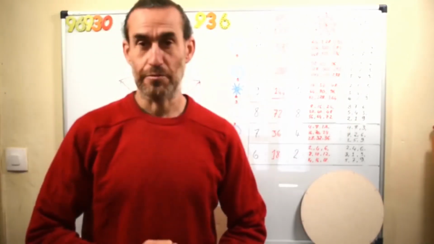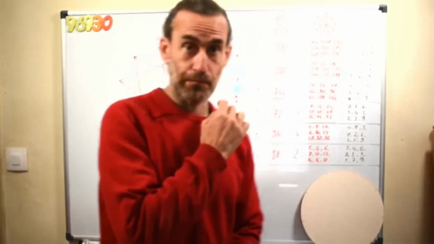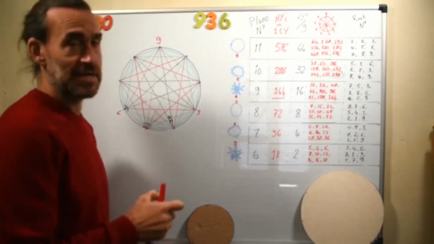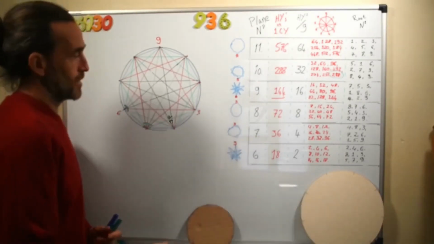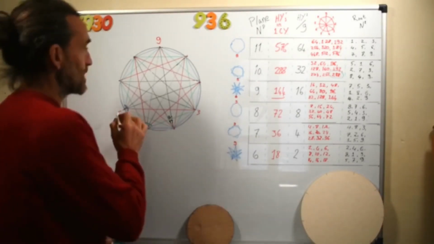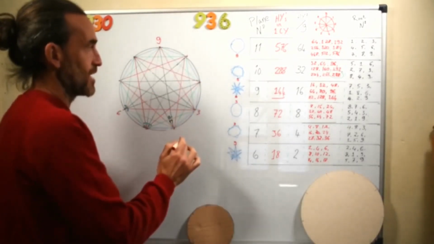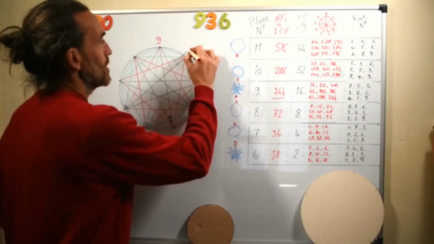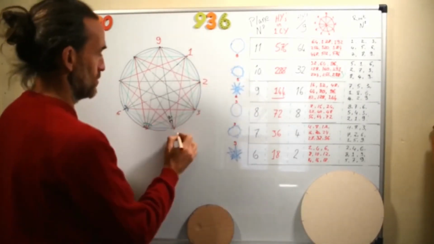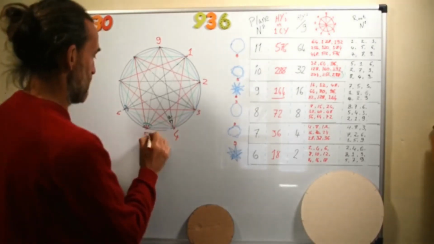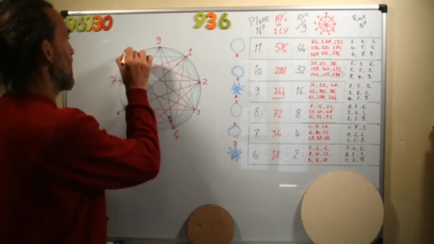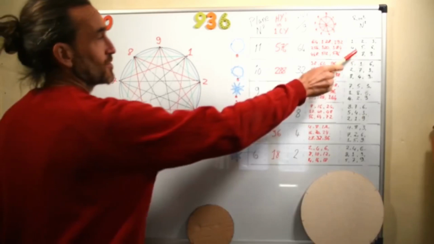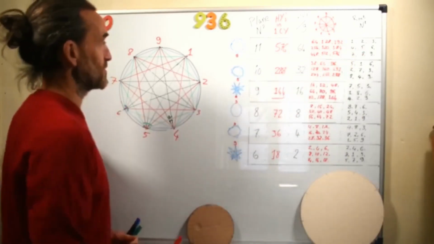So, welcome back. In the last video, we arrived at this point here, and I didn't quite make it explicit at the time, but we'll do that right now. I did point out the 936 triangle here. And that's taking into consideration what we could call the natural order, as in 1, 2, 3, 4, 5, 6, 7, 8, 9 running around the circle, which, as we know, corresponds to the 11th plane, 1, 2, 3, 4, 5, 6, 7, 8, 9.